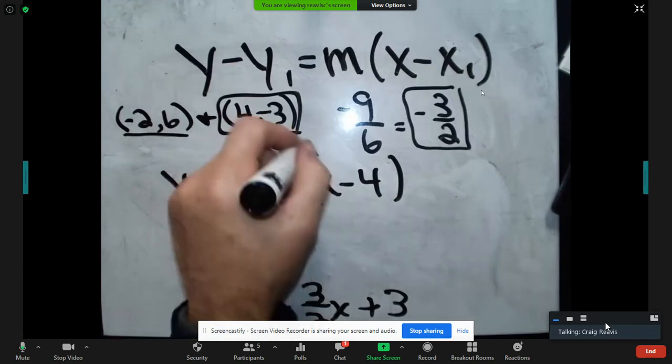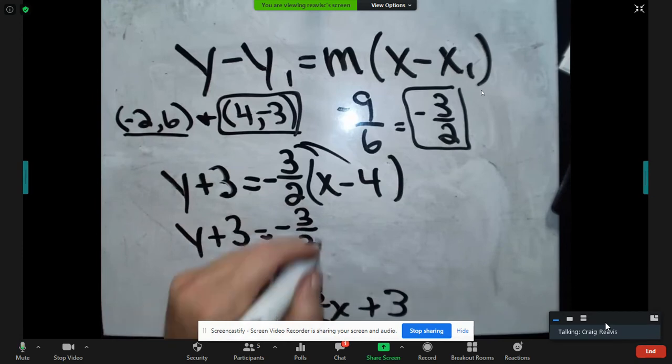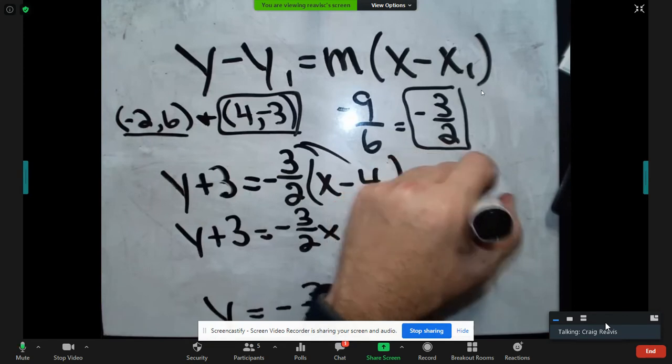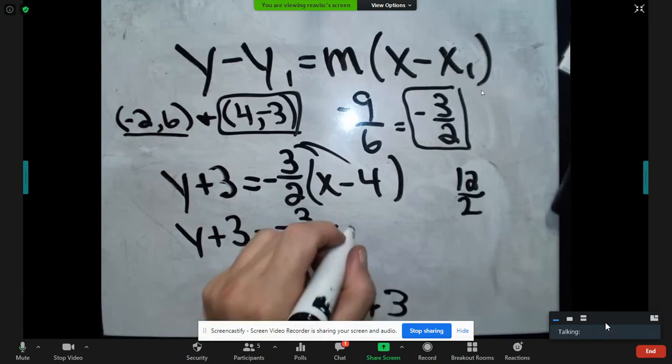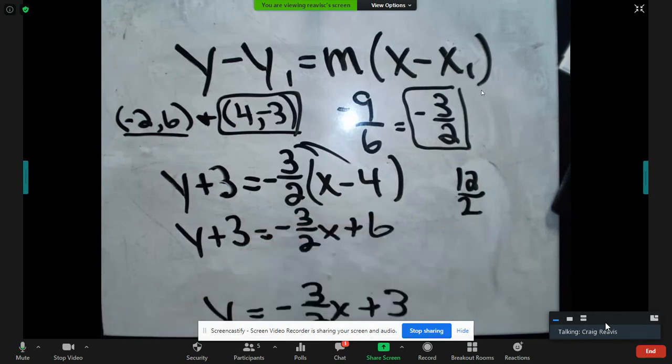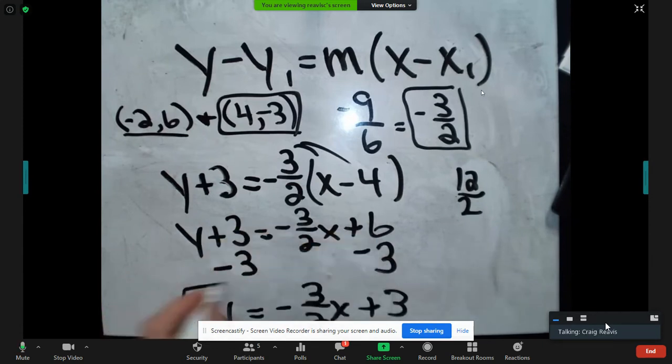So notice I distribute that. So I've got y plus 3 equals negative 3 halves x, and then negative 3 halves times negative 4. Negative 3 times negative 4 is 12. 2 times 1 is 2, and that is 6. Positive 6 plus 6. Now notice I subtract 3, and notice what I get. y equals negative 3 halves x. 6 minus 3 is 3. I end up with the exact same slope-intercept form. So if you're given 2 points, it does not matter which point you use.